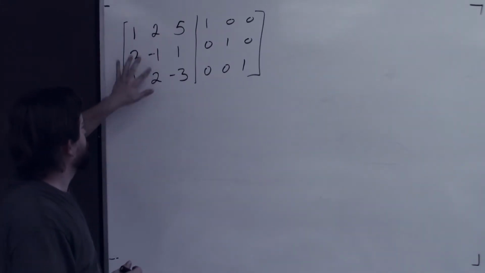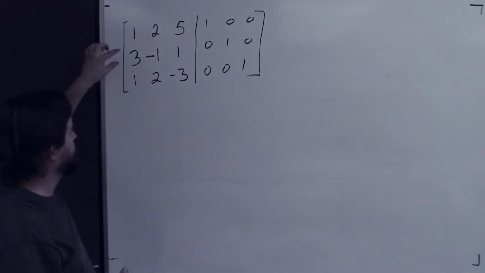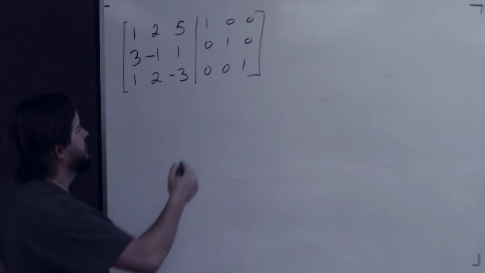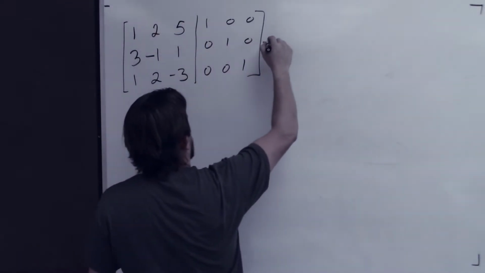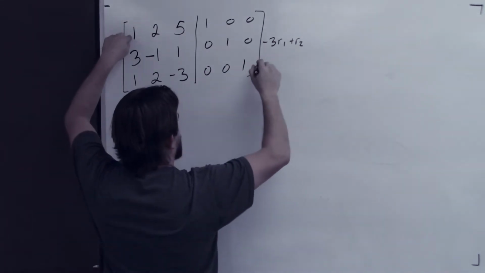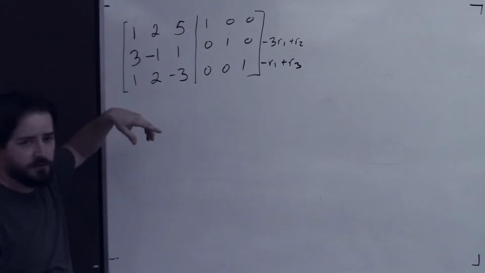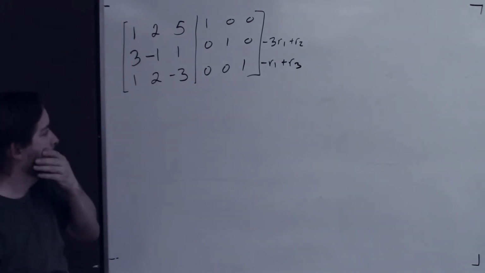I'm in luck. There's a 1 in my first spot already anyway, so I don't have to do much there. I'm going to eliminate the 3 and the 1. And I'll do that by using that 1, so negative 3 row 1 added to row 2, and then just negative row 1 added to row 3. Or you can do row 1 minus row 3, it doesn't matter.